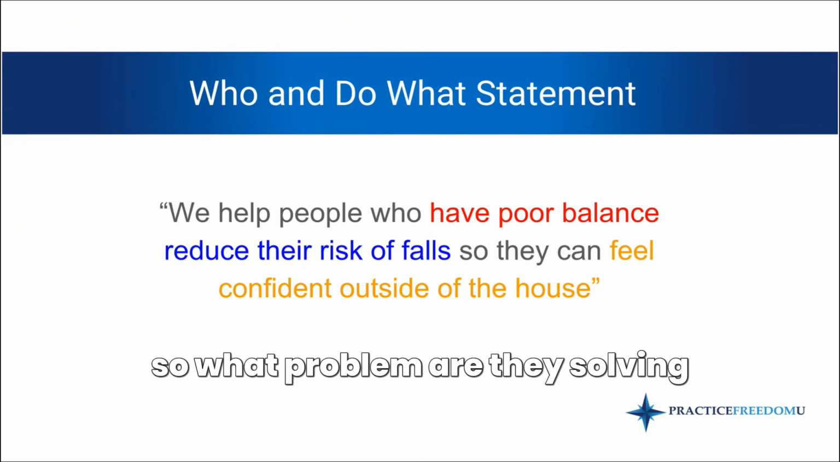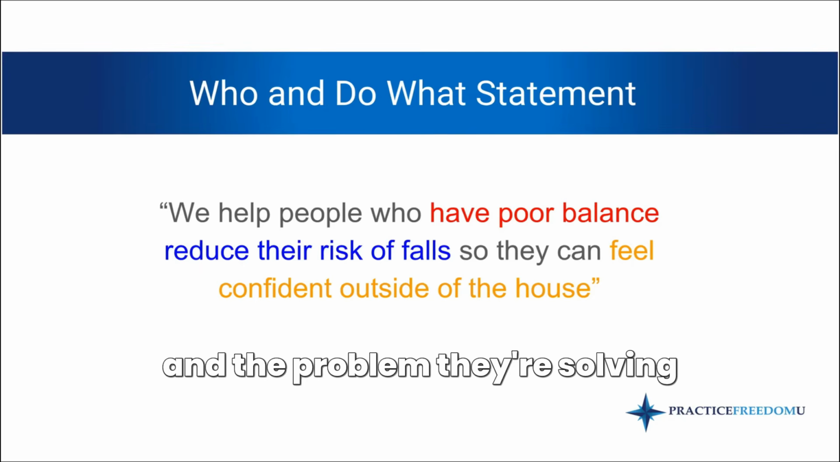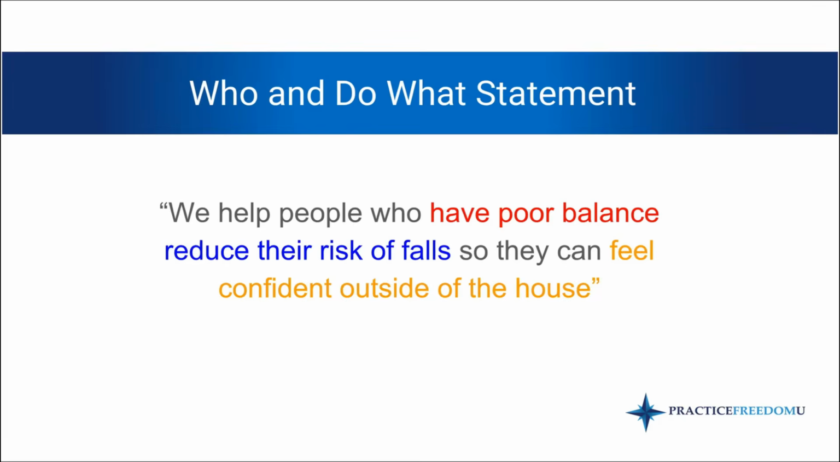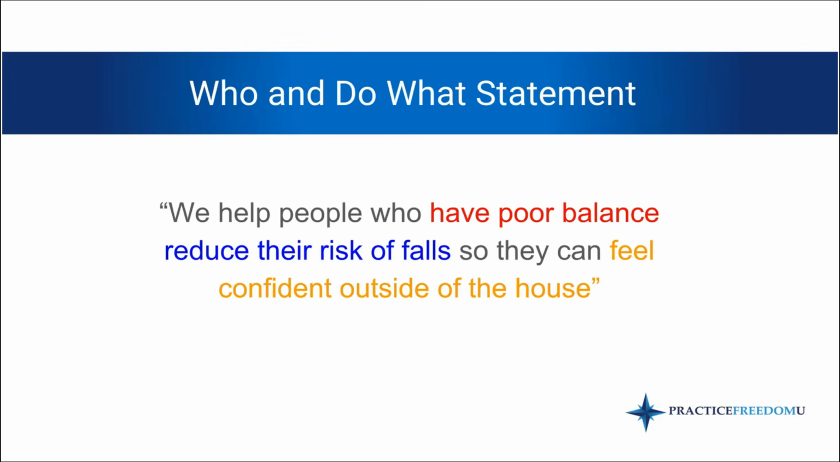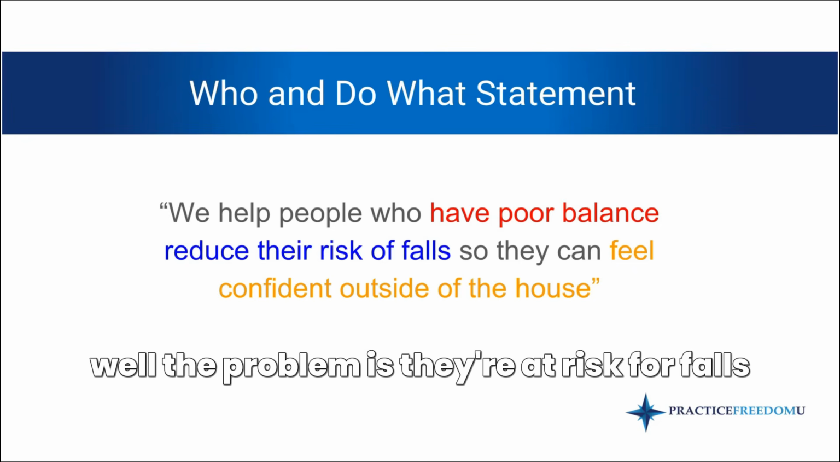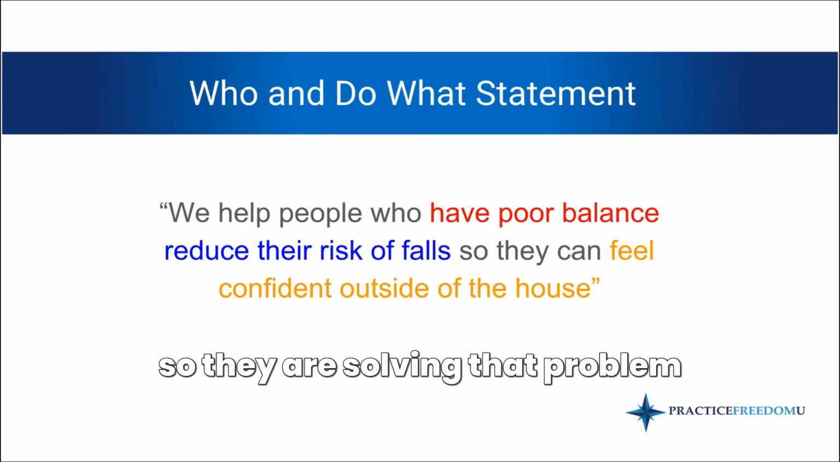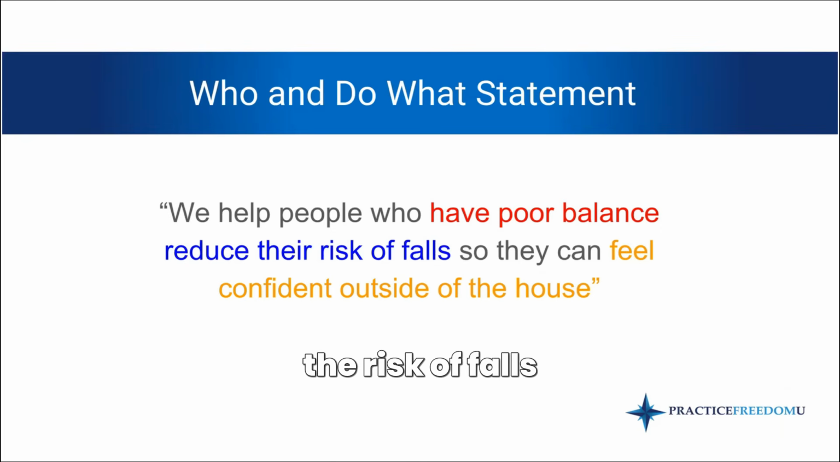So what problem are they solving? And the problem they're solving is the problem that this person has. So what problem does someone with poor balance have? Well, the problem is they're at risk for falls. So they are solving that problem. They are reducing or eliminating, in some cases, the risk of falls.